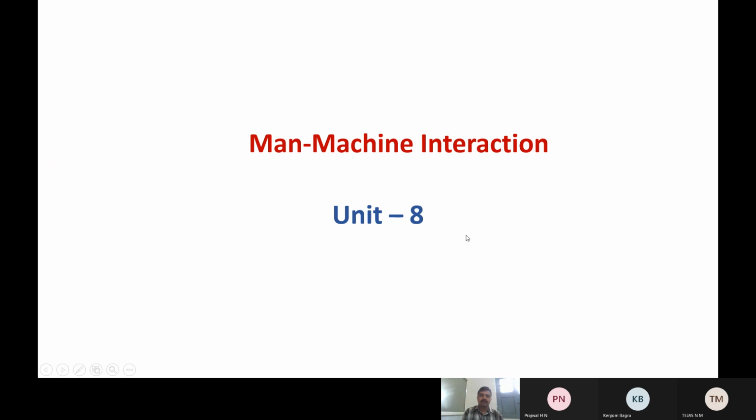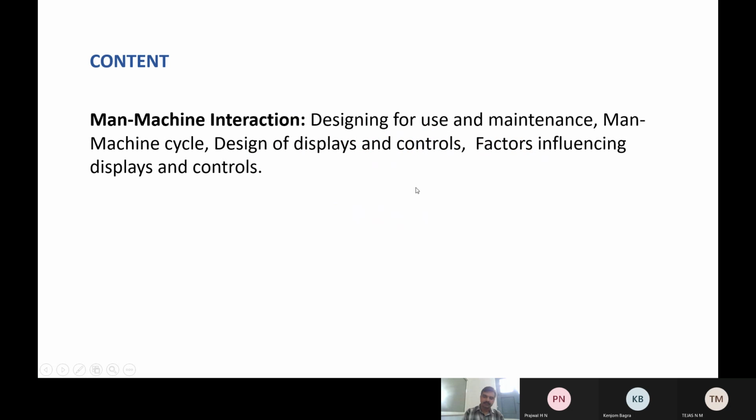Okay, I will start explaining Unit 8, that is man-machine interaction. So we can also consider this as HMI, that is human-machine interaction. These are the contents. Design of use and maintenance. These topics we have already covered in Unit 4. Remaining topics I am going to cover in today's and tomorrow's class. Man-machine cycle, design of displays and controls, factors influencing the design of displays and controls.